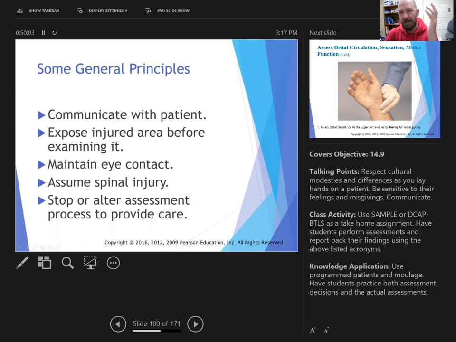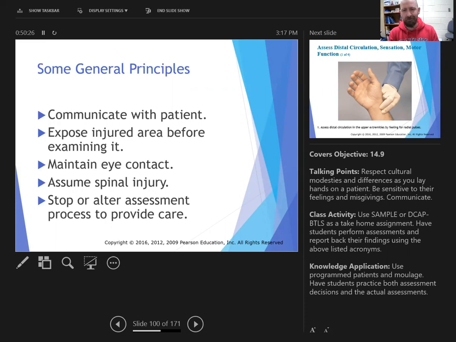Now, we may have to stop or alter our assessment process to provide care. And what this means is that if you find an injury that needs treatment right now versus continuing with your assessment, then stop and do that treatment. It's always preferred. Now, when we're talking about these things, it's generally life threats that we're talking about.